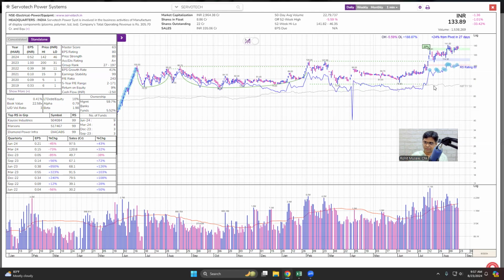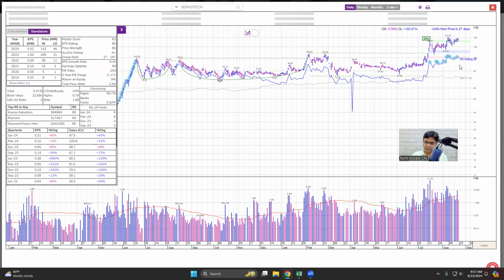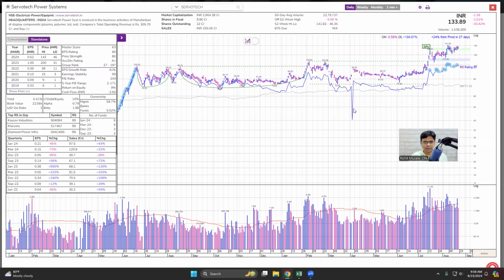See, this is Nifty 50. It is going flat, but the stock is going up. That is why the relative strength line is going up. So compared to the market, this stock is doing well.